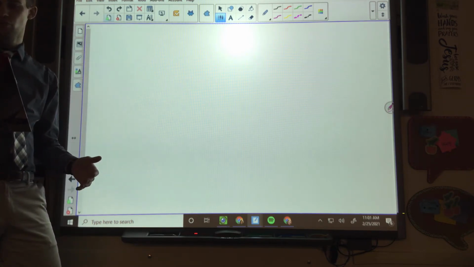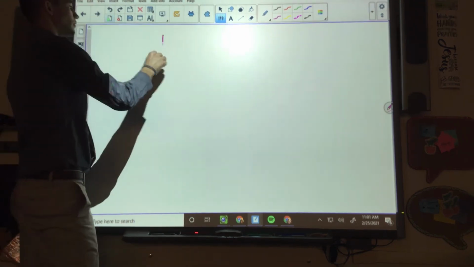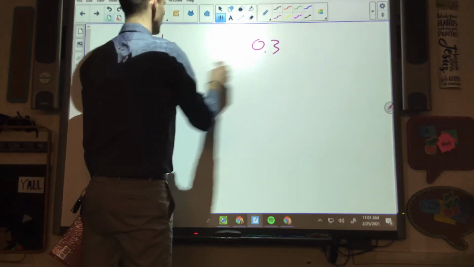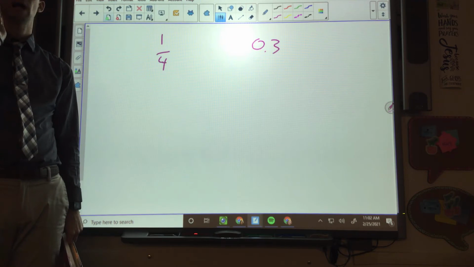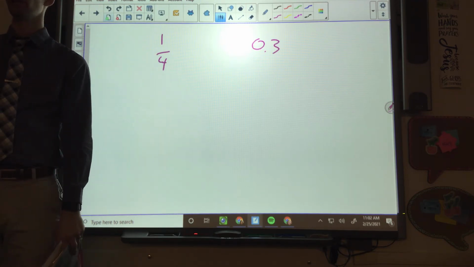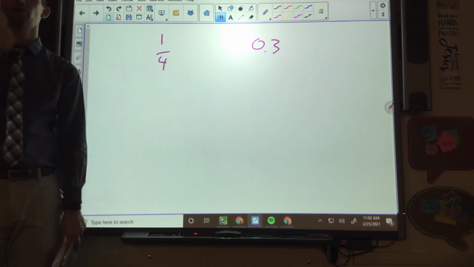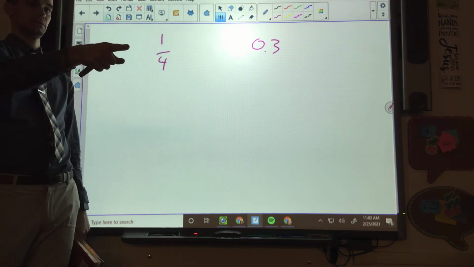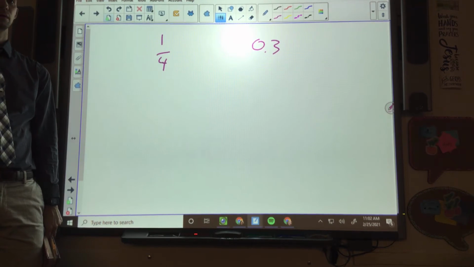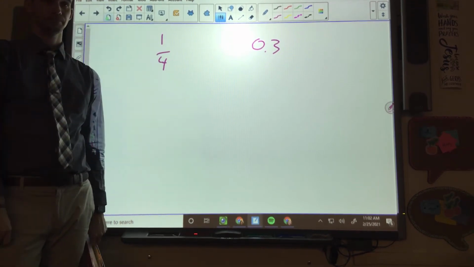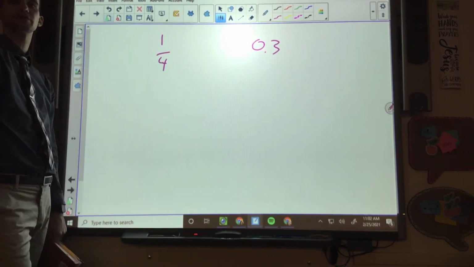Alright, page 12 on the bottom there. Compare numbers in different forms. If I say 1/4 and 3/10, which one's bigger? How do I find out which one's bigger? We already kind of figured it out. You have to get both as fractions or both as decimals. Boom, both fractions or both decimals. How do you turn 1/4 into a decimal?